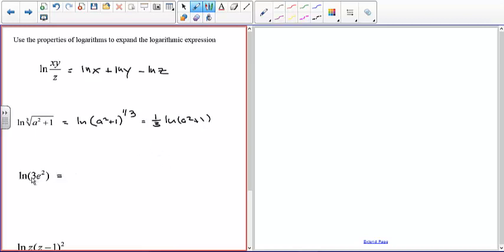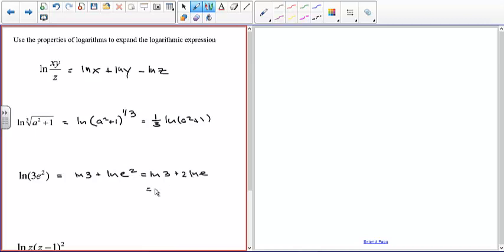This one, what I would do is break it up into 2 parts. So I do the product first. So I'd take 3 times e squared. So you'd have the natural log of 3 plus the natural log of e squared. And then I would take the exponent out front.